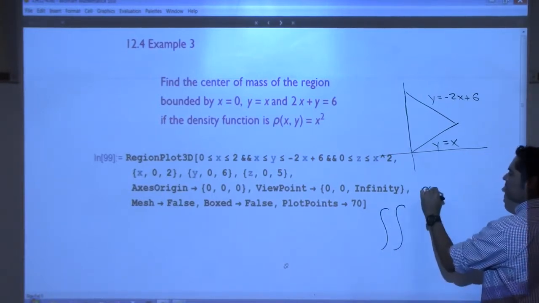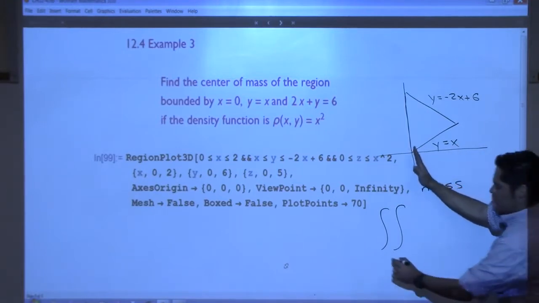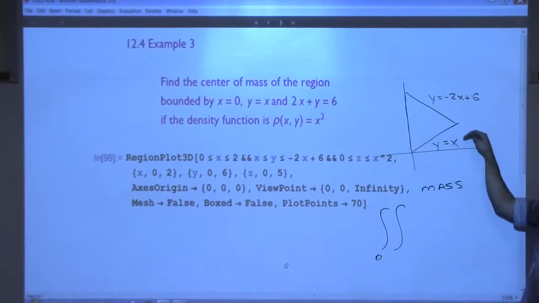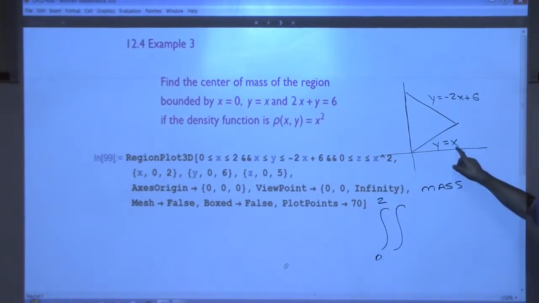Let's do the mass first. Mass would be a double integral where to where? Well, you have to figure out what's your bound on x. 0 to wherever they hit each other. So you set those two equal to each other. It's 2, I think it's 2. 2 in here, yeah. So if you plug in 2, you should get it.